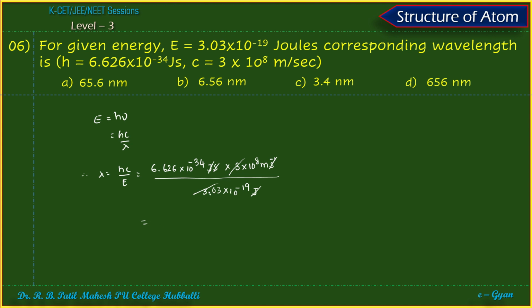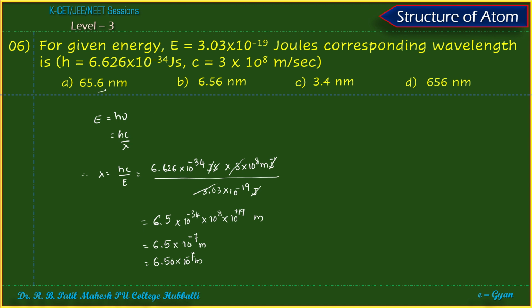So the answer is in terms of 6.626. As it is 0.03, there is a small decrease in the value, we can consider 6.5 into 10 to the power minus 34 as it is, into 10 to the power plus 8 as it is, into 10 to the power minus 19 becomes plus 19, in terms of meter. Which is equal to 6.5 into 10 to the power minus 7 meters. We can take it as 6.50 into 10 to the power minus 7 meters.